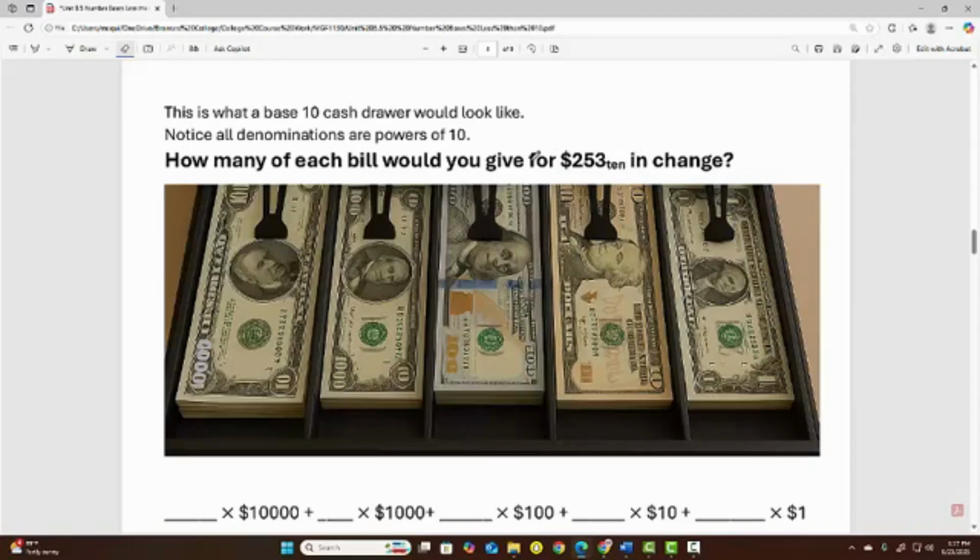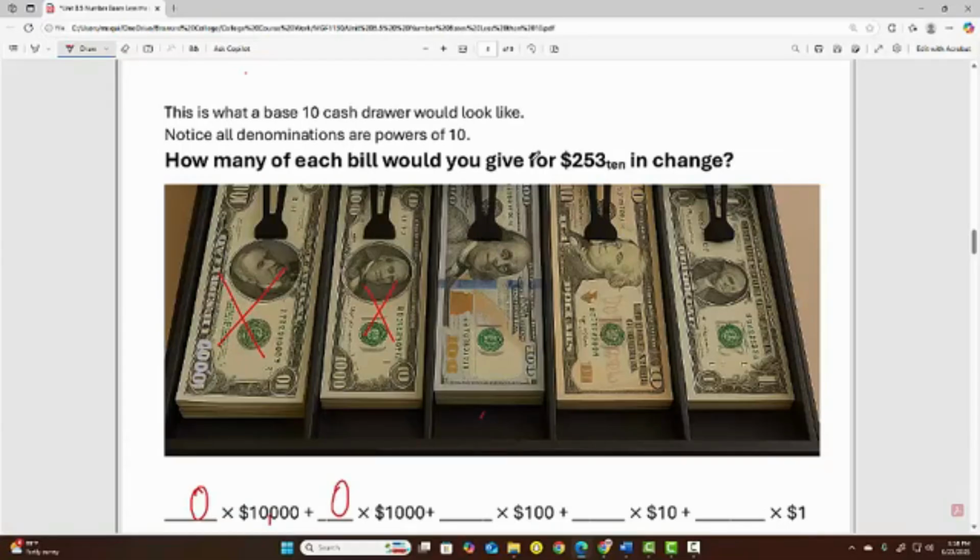So think about how many $10,000 bills we would have. We're not going to use any $10,000 bills because that would be more than $253. To indicate that, I'm going to put a little zero on the little line next to times 10,000. We're having no times 10,000. And we're not going to give them a $1,000 bill either, so I'm going to put a zero next to the $1,000. However, I could give them $100 bills.